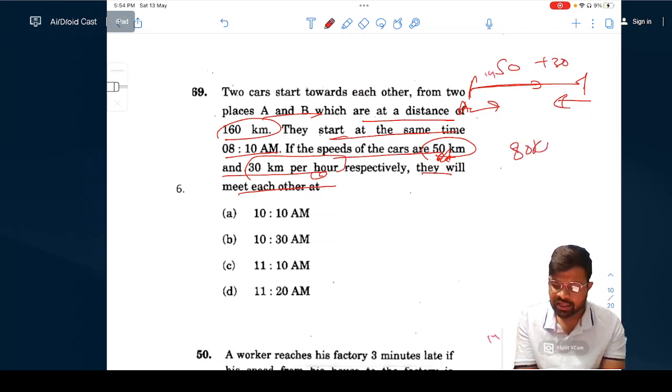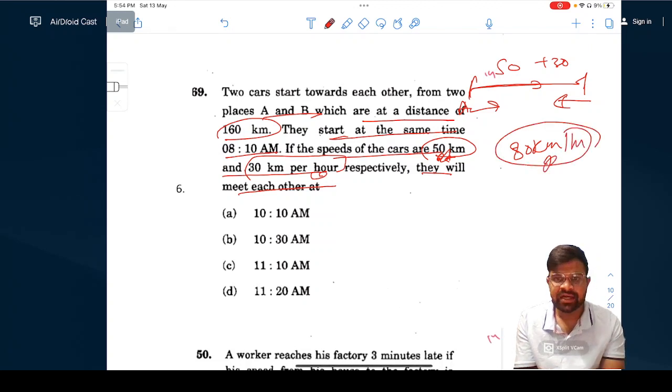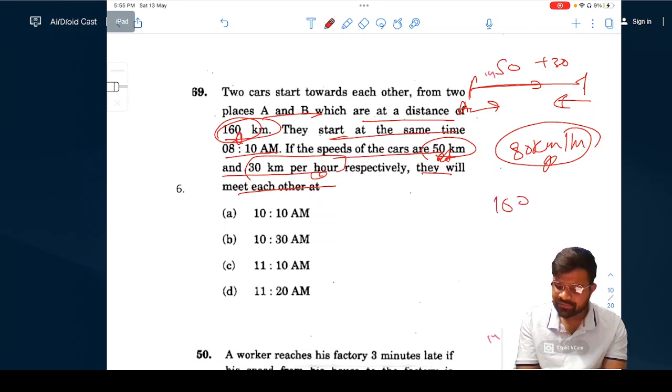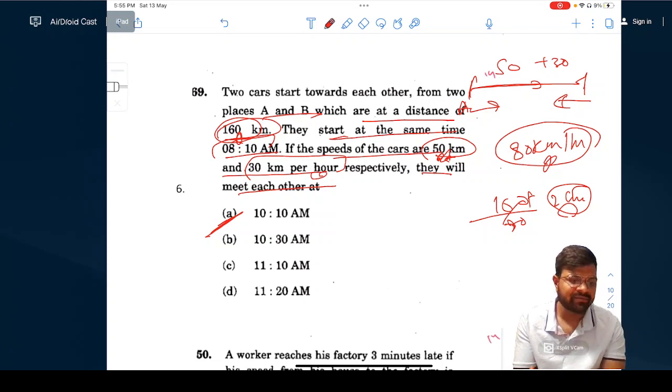So the relative speed will be 180 km per hour, 50 plus 60, and 160 km is the distance that has to be covered with this relative speed. So how much time will they take? 160 by 80, 2 hours, and they started at 8:10. So 10:10 will be the time. After 2 hours, what will be the time? 10:10. This is a simple question on relative speed.